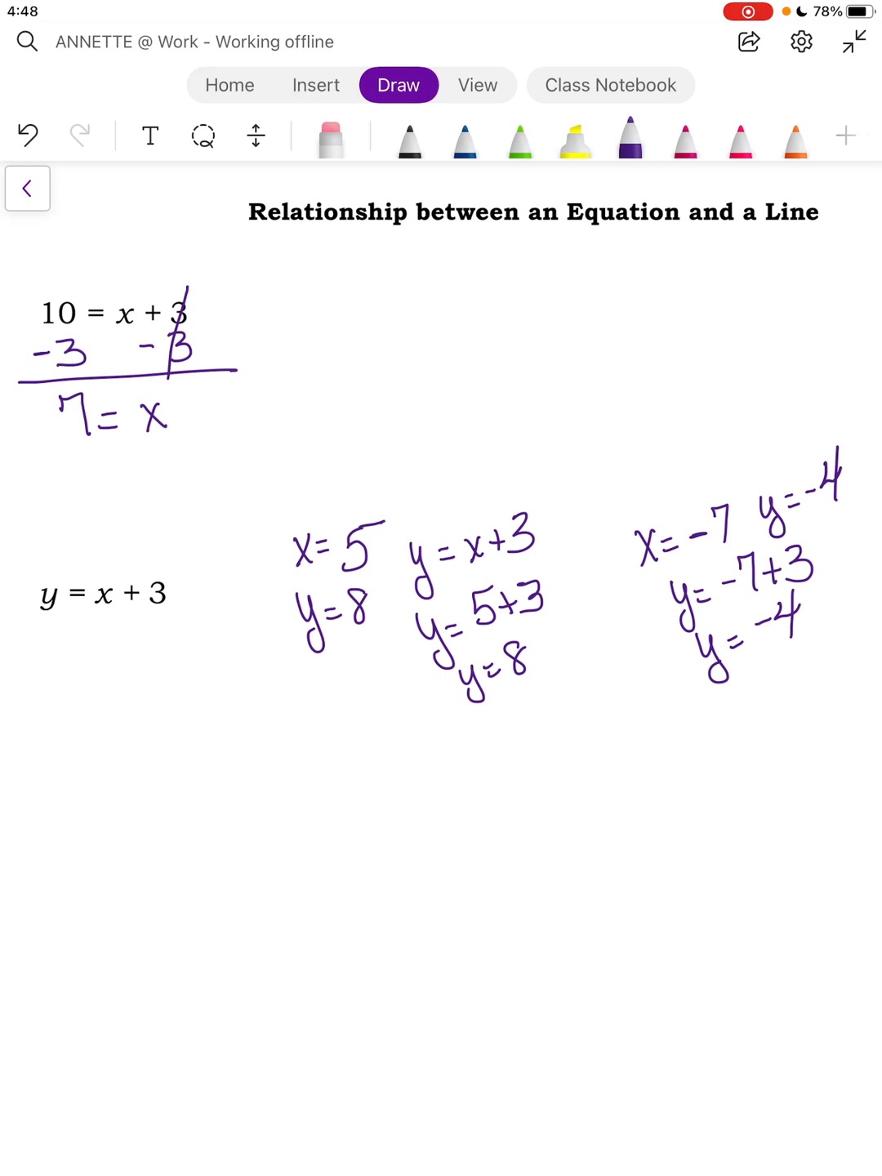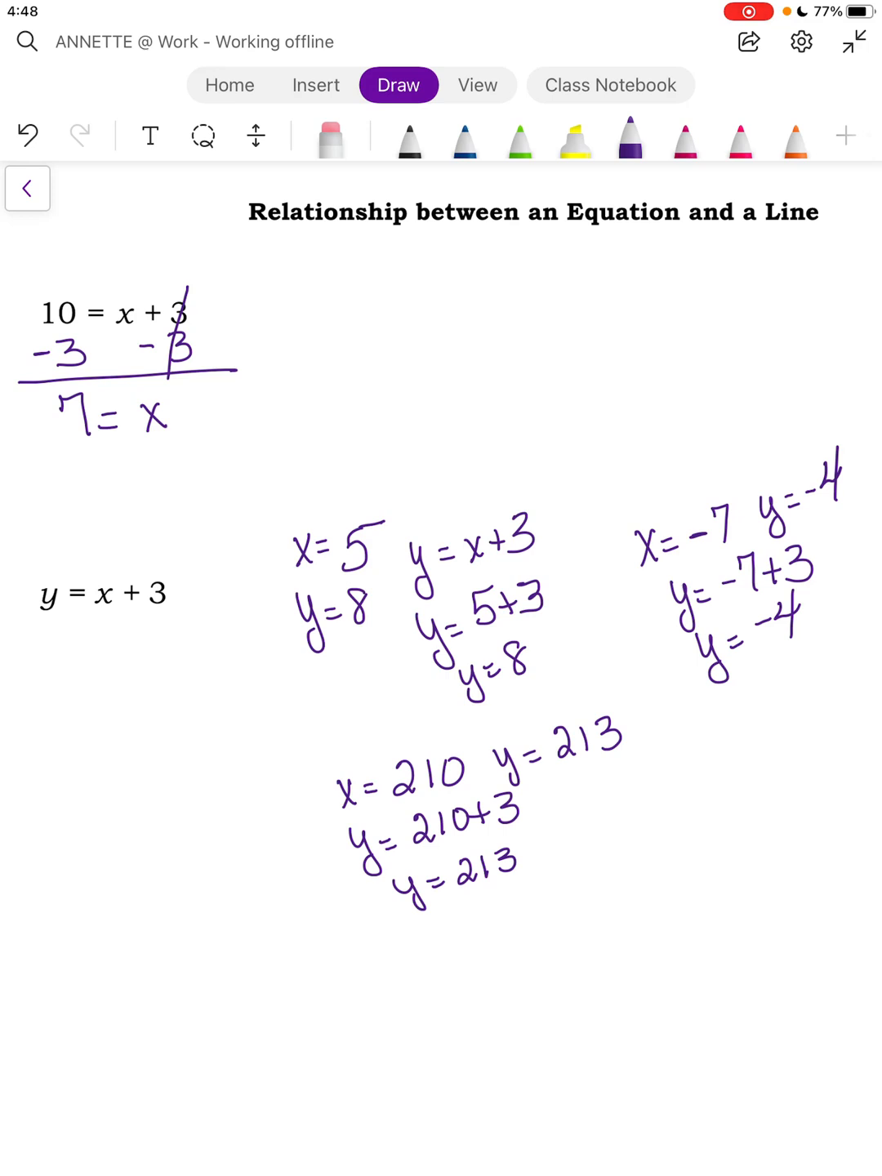All right, let's do one more. Let's pick a big number. What if we did 210? Say x is 210. Okay, so we know that our y would be 210 plus 3. So y would be 213. So when x is 210, y could be 213, and it would make our equation true. It would satisfy our equation.